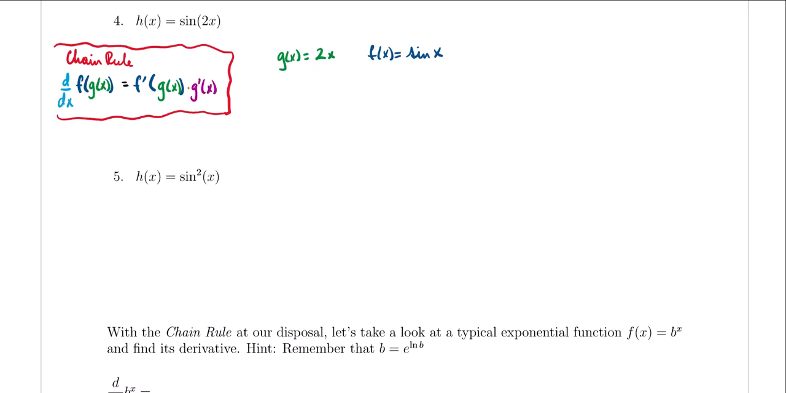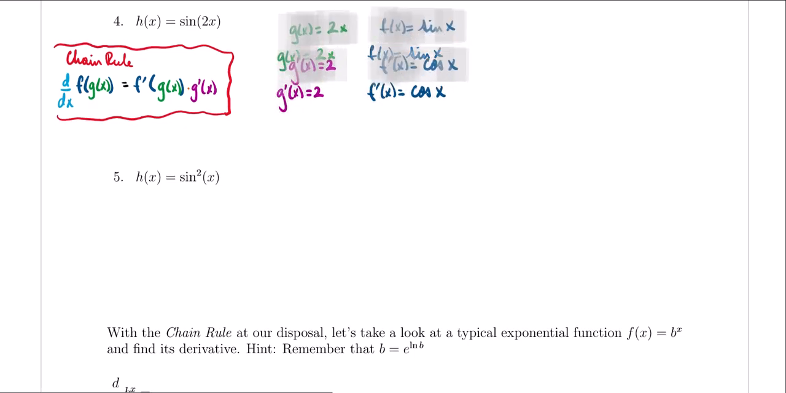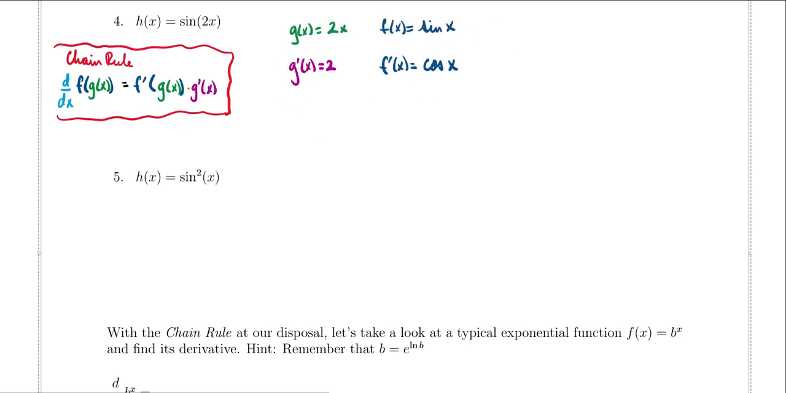Now finding the respective derivatives here, g prime of x is just going to be a 2, and f prime of x is just going to be a cosine of x. Okay, now putting everything together here, what is the derivative for the h function? Well, h prime of x equals the derivative of the outer evaluated at the inner times the derivative of the inner. And there we go. Now we have our derivative for h.